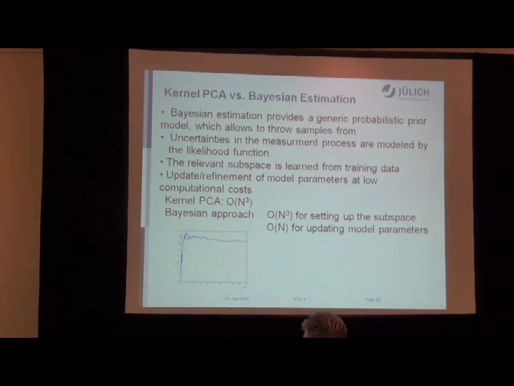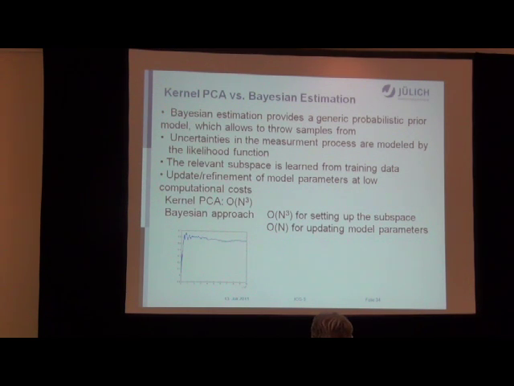So what are the differences? The Bayesian model allows us to design a generic probabilistic model, which we can also draw samples from. We can model uncertainties in the measurement process, and the subspace is learned from the training data. And update and refinement of the models can be done at low computational cost.